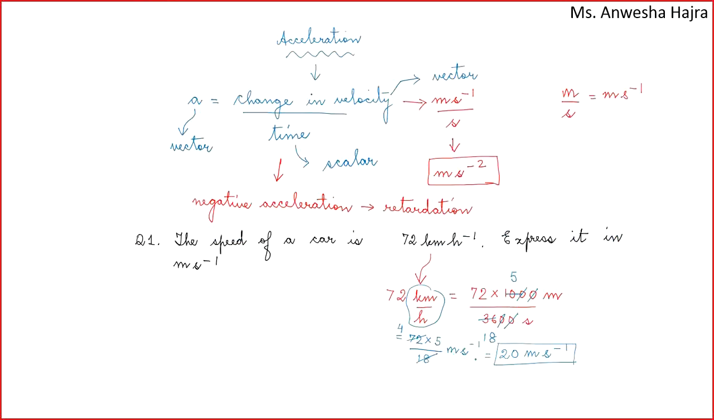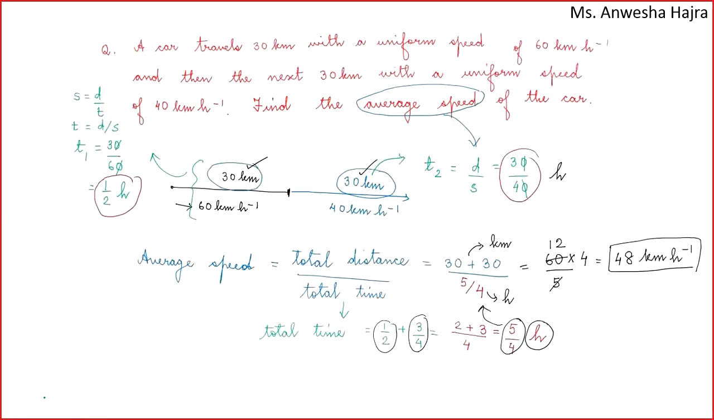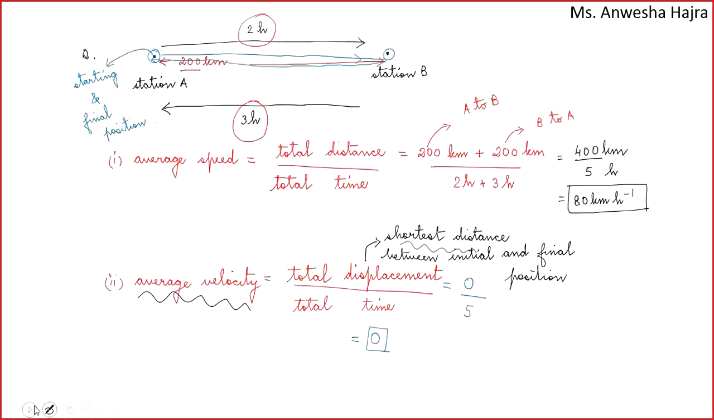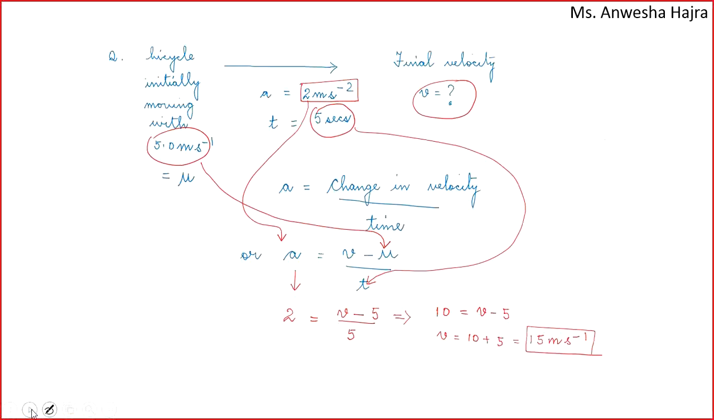Then we went to what is acceleration. It is change in velocity by time. Change in velocity is vector, time is scalar. So vector by scalar is vector, so acceleration is a vector quantity. Negative acceleration is retardation. Unit of acceleration is meter per second square. Then we learned how to convert kilometer per hour to meter per second. Simple numericals on average speed, average velocity and acceleration.